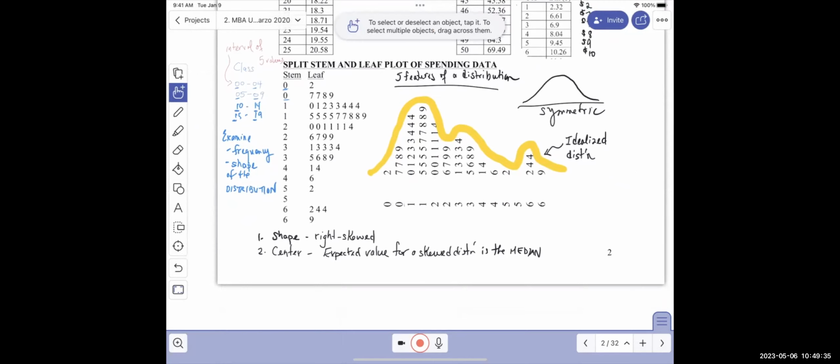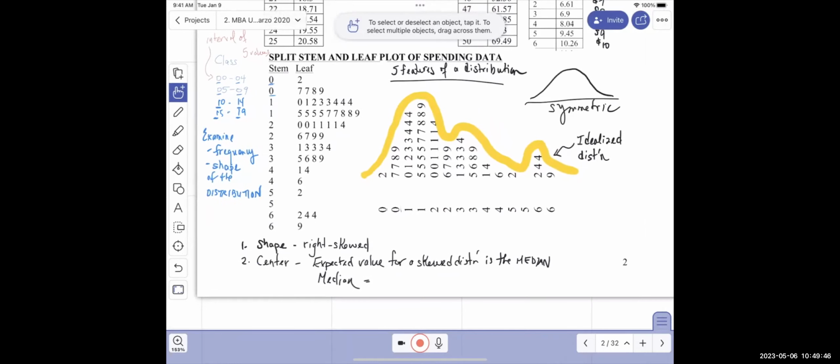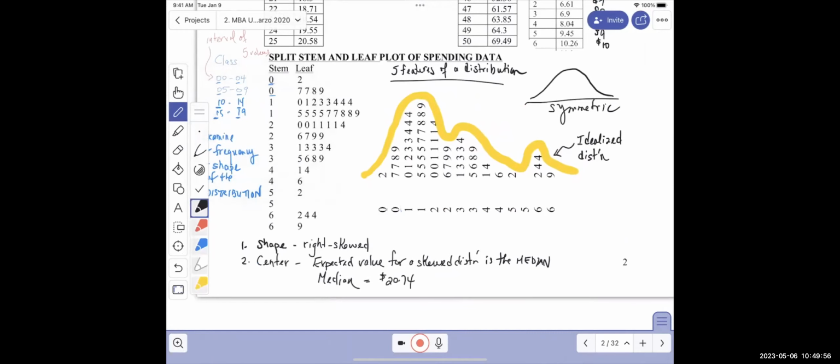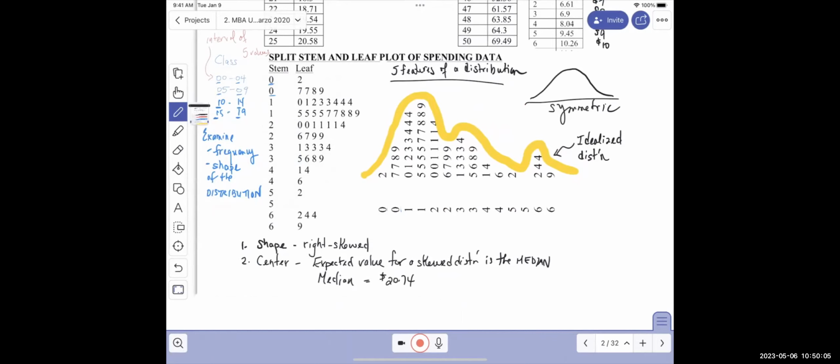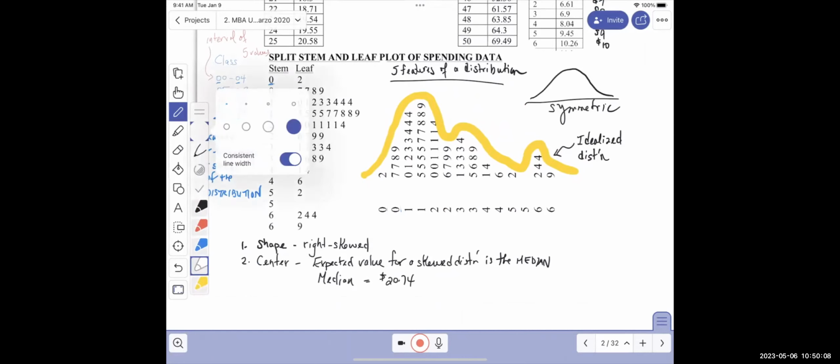All right. So let's put down what we found out. We found out the median is, remind me the number, 20.74. And let's go on to the next.